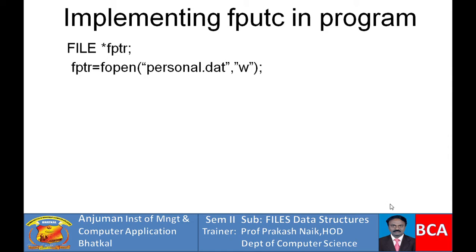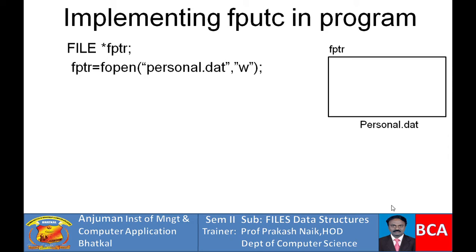Second instruction, fptr = fopen("personal.dat", "w"). This means I am creating a new file by the name personal.dat and assigning it to fptr. So a space has been created to which I can add data. The file personal.dat is assigned to the pointer fptr. Now we need to store data into this file.